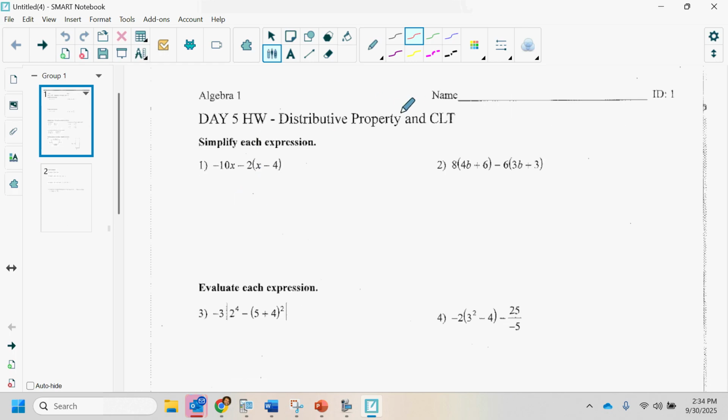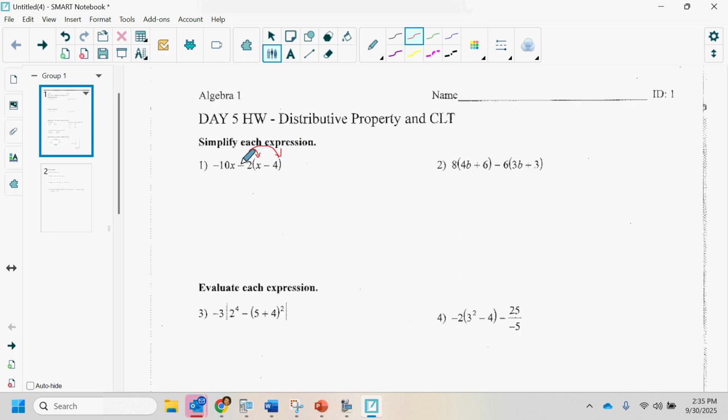So we're going to be talking about distributive property. With distributive property, we're going to be multiplying stuff outside the parentheses into the parentheses. So you can see here with our number one question, we have this -2 next to the parentheses. So the -2 is what we're going to multiply in.